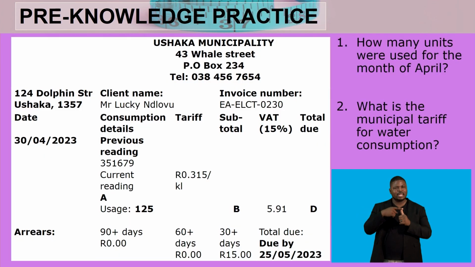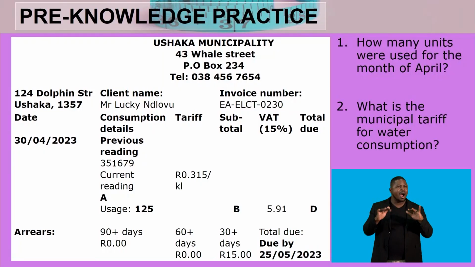The pre-knowledge practice now, you are given a financial document from Ushaka Municipality. This is Mr. Ndlovu's financial document, and it is giving us information based on how many kiloliters of water that they've used in the month of April. So the first question says, how many units were used for the month of April? We go to the statement, then we check.